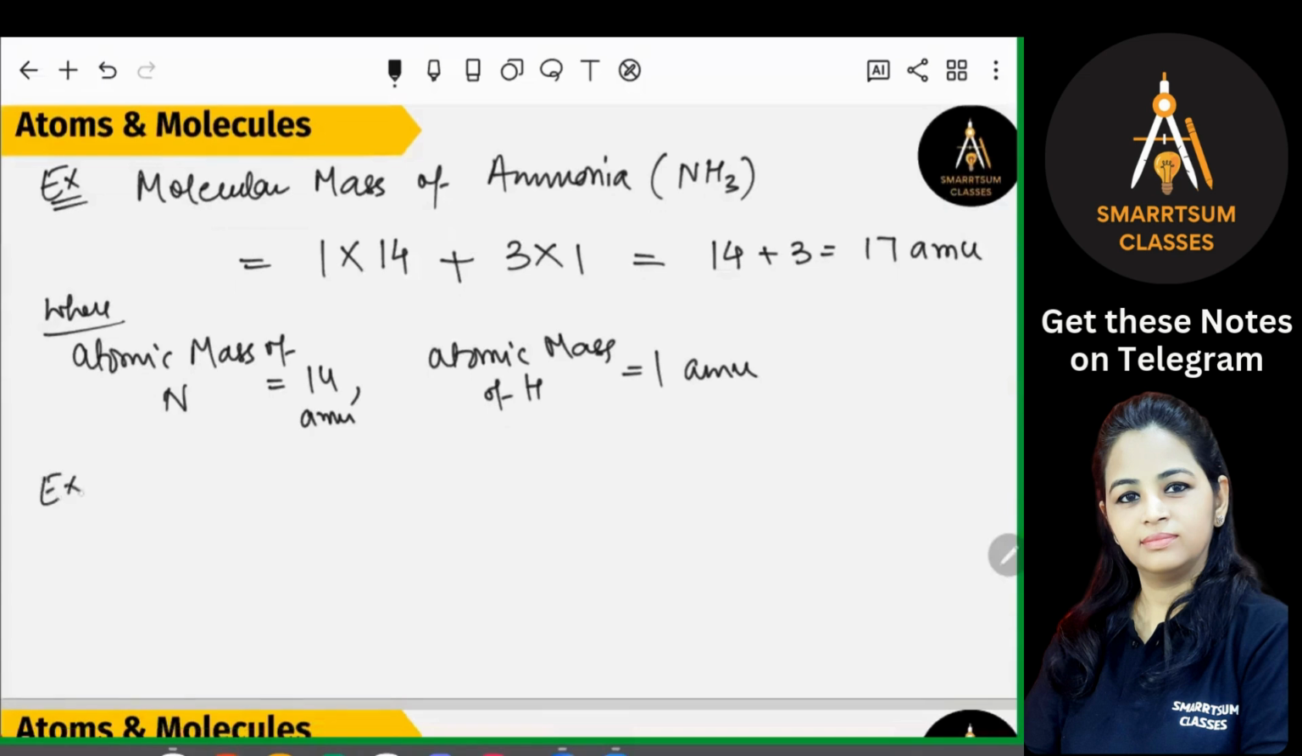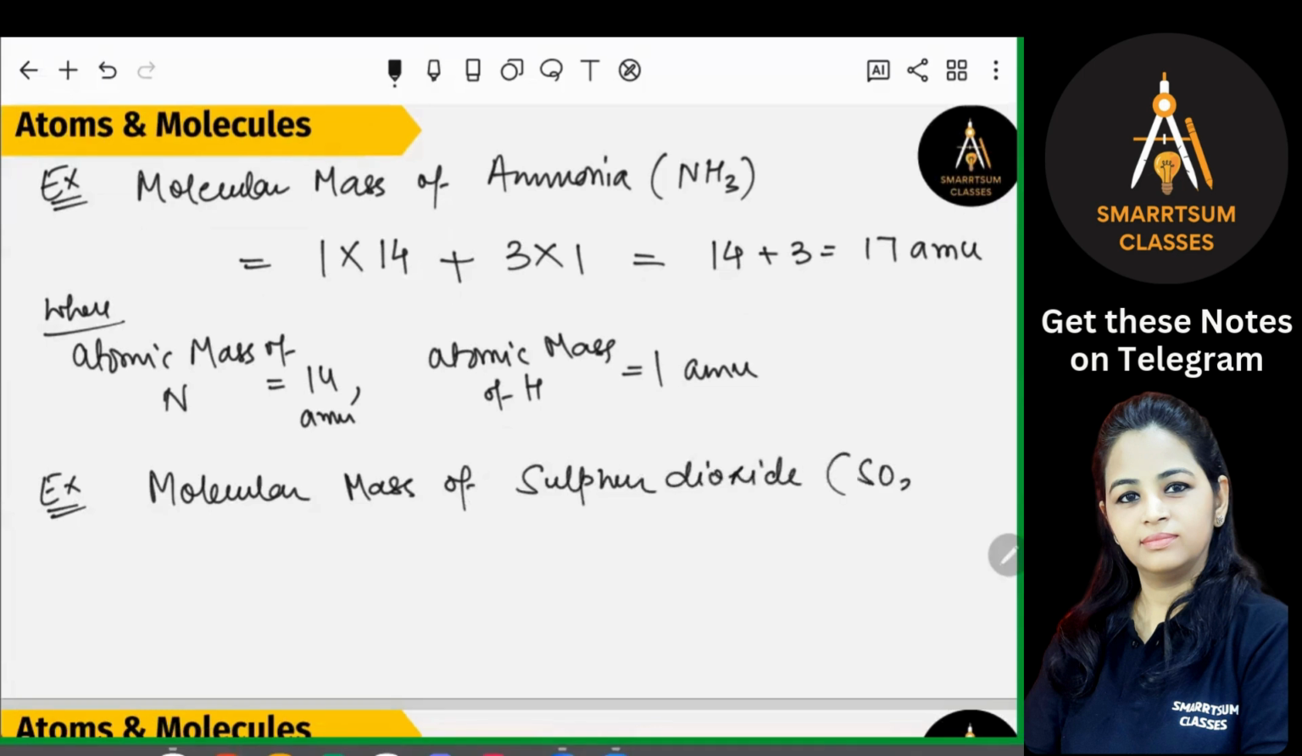Let's take another example. Suppose we have to find the molecular mass of sulfur dioxide. That is SO2. The chemical formula is SO2, right? Now, again, we should know the atomic mass of sulfur and the atomic mass of oxygen. In this one molecule of SO2, there is one sulfur atom and two oxygen atoms. First, we will write down the atomic masses of each one of them.